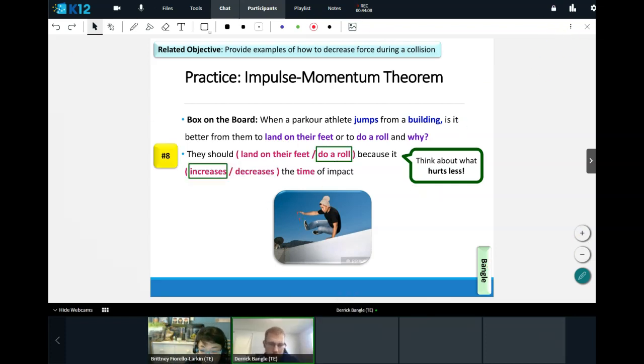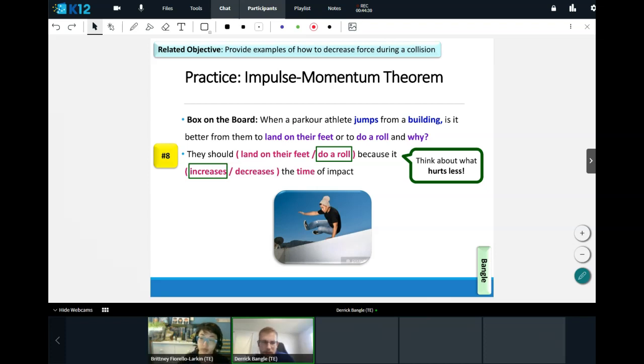All right, so thank you for the correction. So right, when people do parkour, they usually do a roll because this increases the time that their body impacts the ground, and so you can reduce the stress on your knees, on your joints, and absorb that impact on the ground easier, and have it basically not hurt at all.